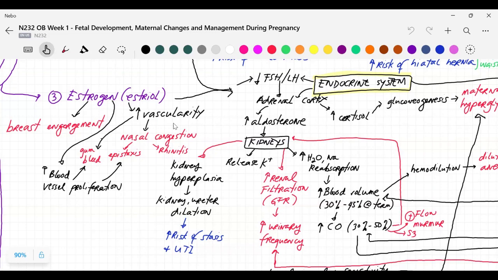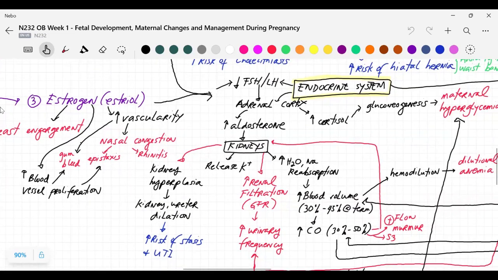Because these new blood vessels that form, they're not as strong as the old ones, so they burst easily. So that's how they get epistaxis. Same thing in the gums, they can get gum bleed easily, because of the fresh blood vessels that have formed during pregnancy. They may get rhinitis, which is just a lot of runny nose, right? Rhinitis and runny nose. So HENT and breast engorgement, those are caused by estrogen.